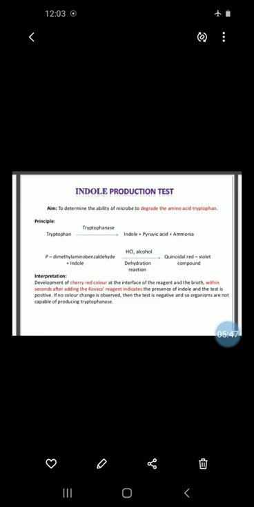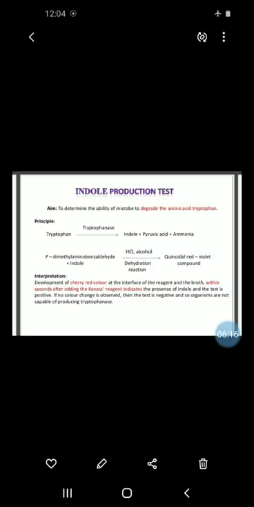Then para-dimethylaminobenzaldehyde plus indole, in the presence of acid and alcohol, undergoes which reaction? A dehydration reaction, and it gives a quinoidal red violet compound.